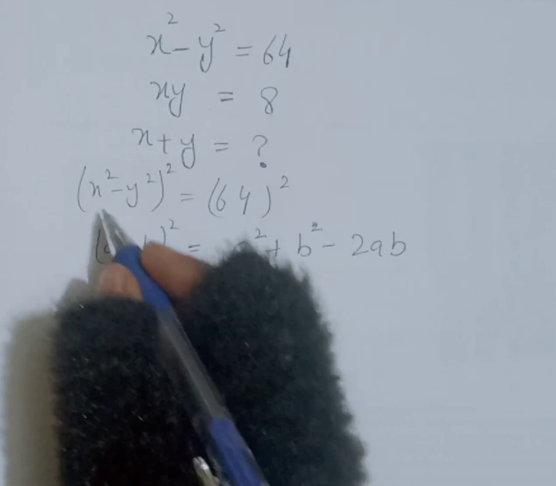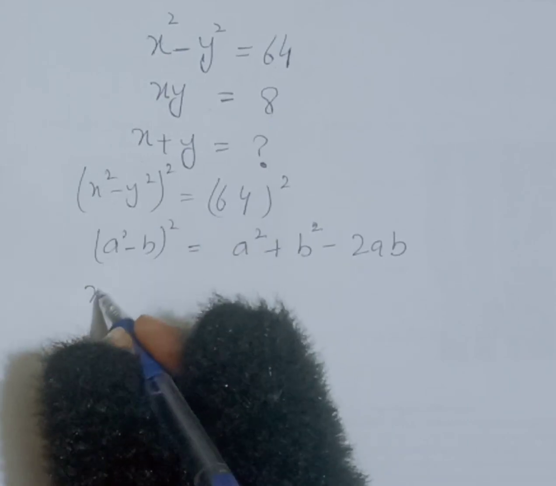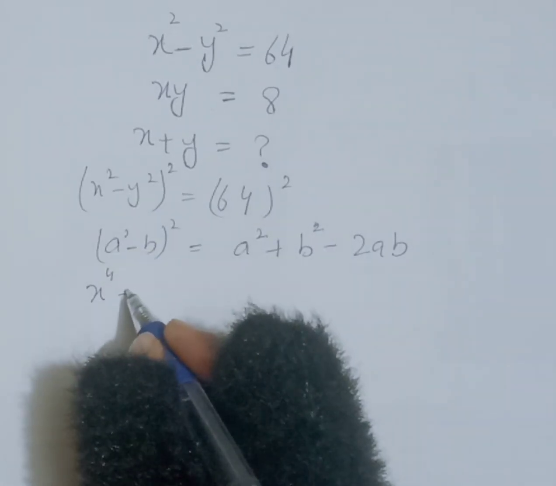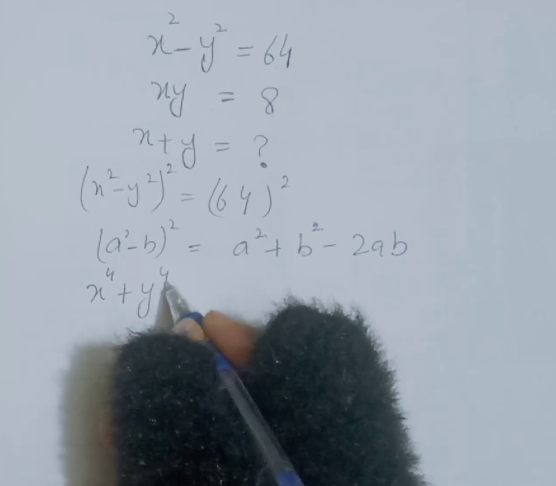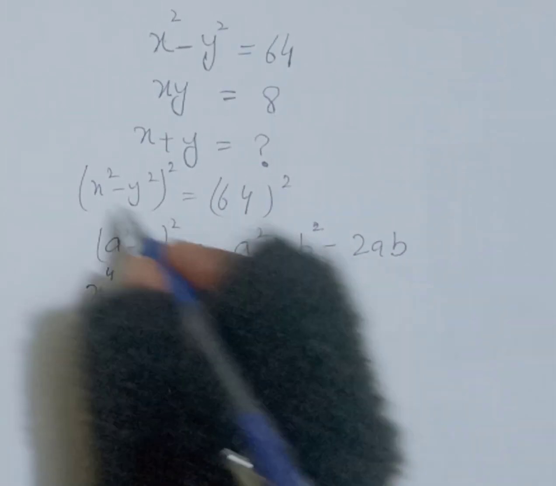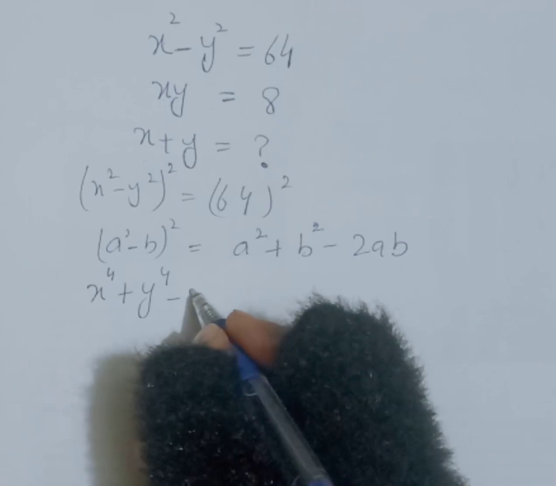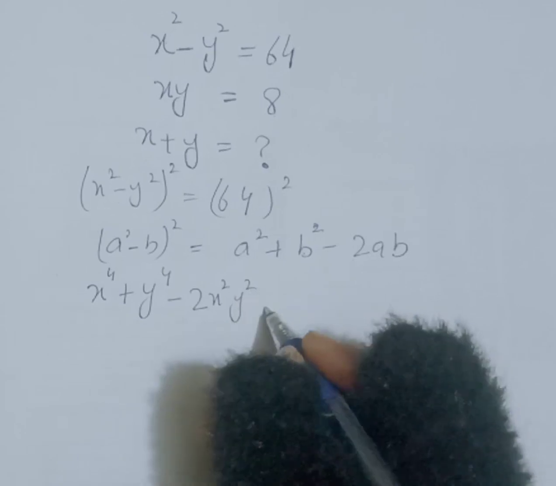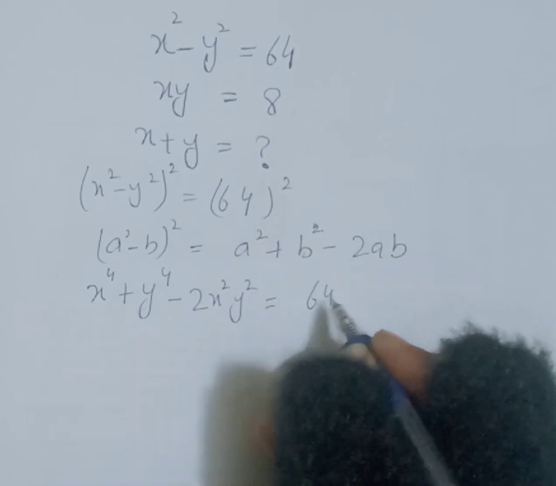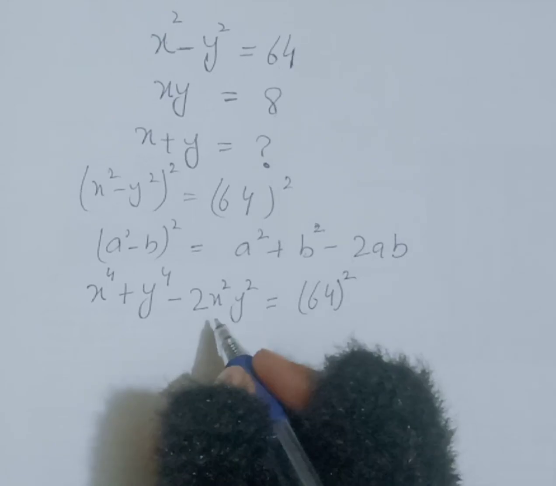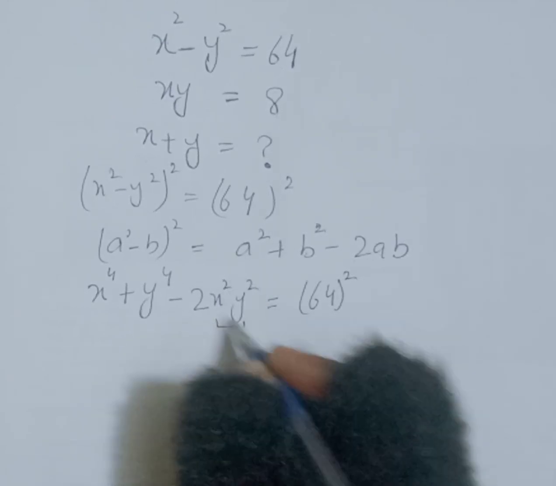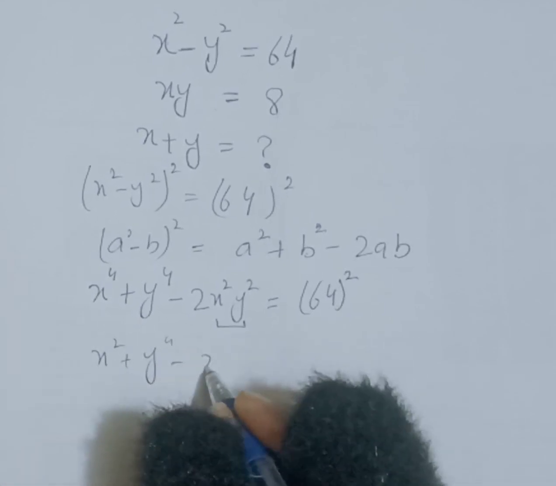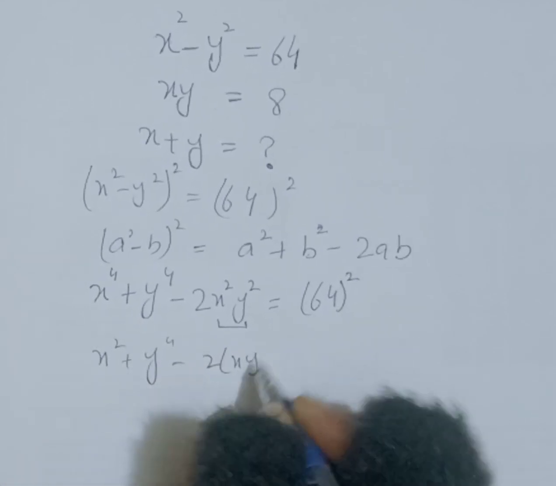a is x square, so this will become x^4 plus b is y square, so plus y^4 minus 2 times of ab, minus 2. A is x square and b is y square, is equal to 64 raised to the power 2. And look at this, we arrange x square y square as minus 2 times of xy raised to the power 2.